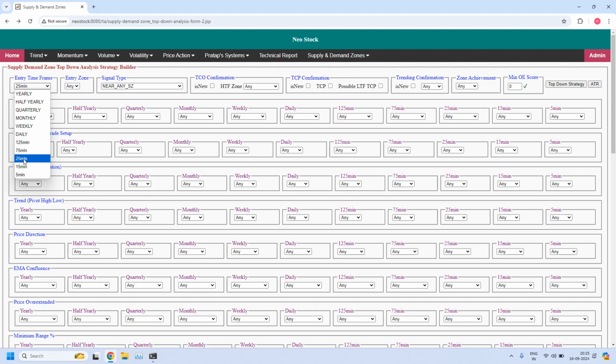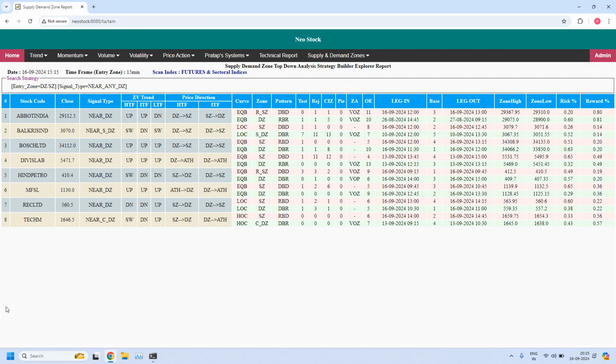Next time frame is 15 minutes. Let us find the stocks near 15 minutes demand zone. 8 stocks are filtered.